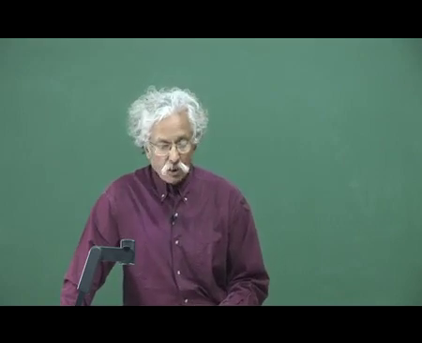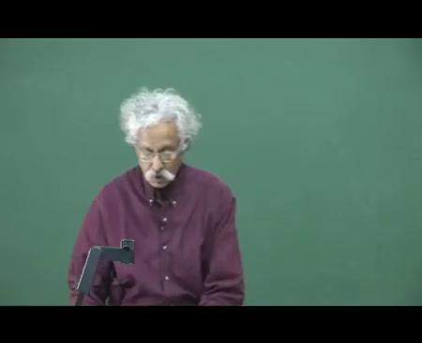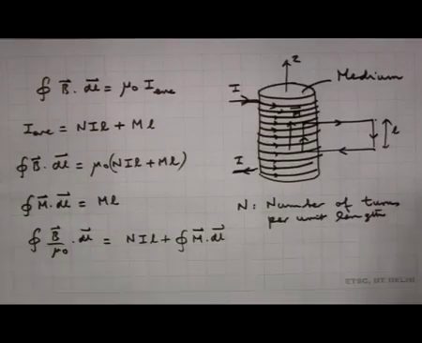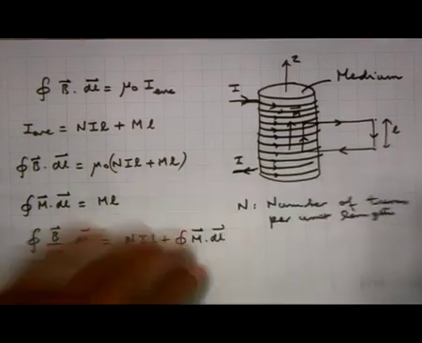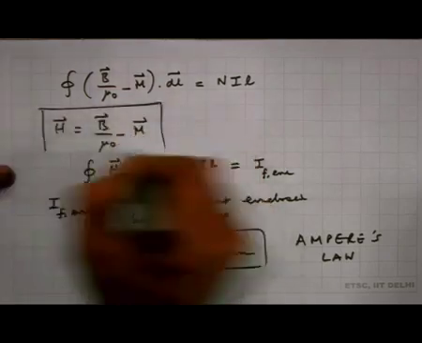Now, I must mention here, although I have derived this equation for the case of a solenoid with wire wound on a material, this equation is a very general law, it is valid in general, and is a modified form of Ampere's law which contains the H vector instead of the B vector, and the H vector's definition is B by mu naught minus M. So, this is the definition of the H vector.